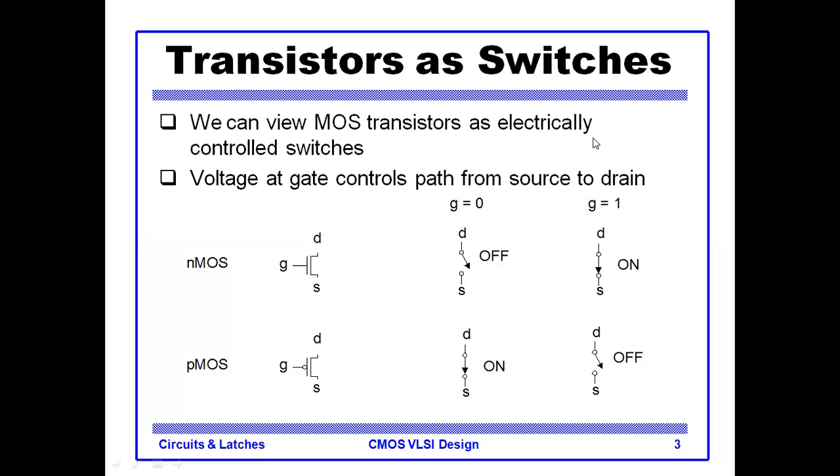Okay, so in today's session, we'll understand the transistor as a switch. Most transistors are electronically or electrically controlled switches. That is, we know that it may be used as an on switch or an off switch. Here in the CMOS, we are using the MOS type of transistor. That's why the voltage at the gate controls the path from source to drain.